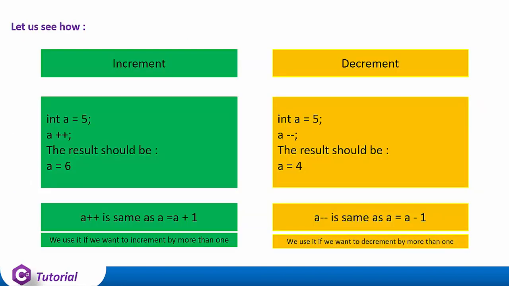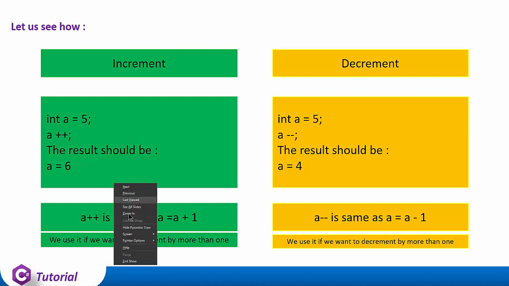So in this slide, you can see an example of post-increment and post-decrement. As we see, we have a variable named a with type integer, and it has the value 5. We want to increment this value by 1, so we write a plus plus. So the result should be a is equal to 6. Okay.